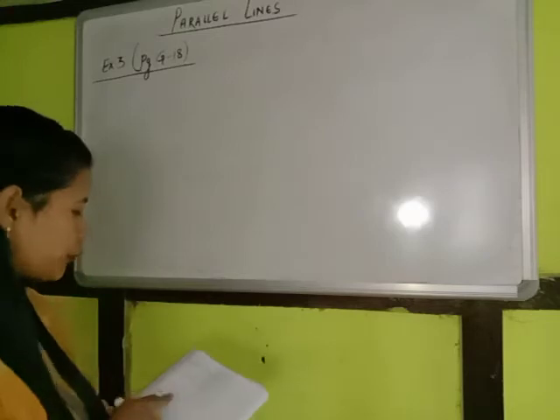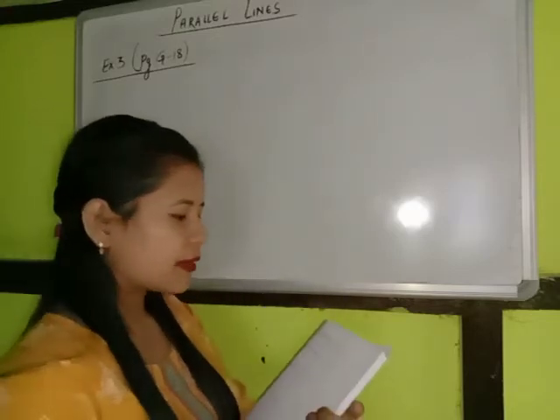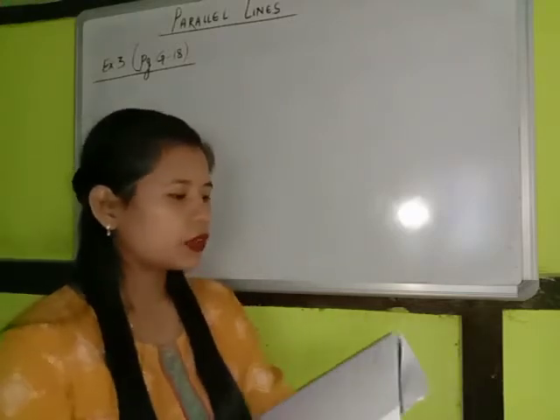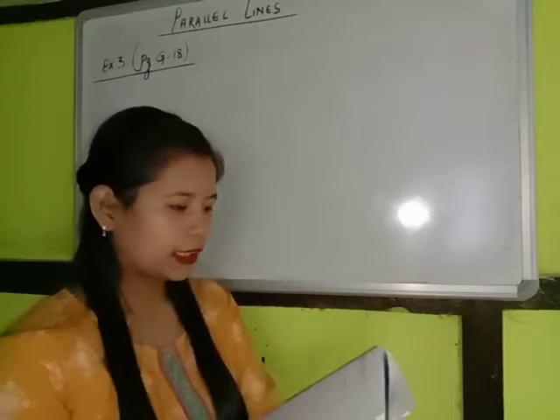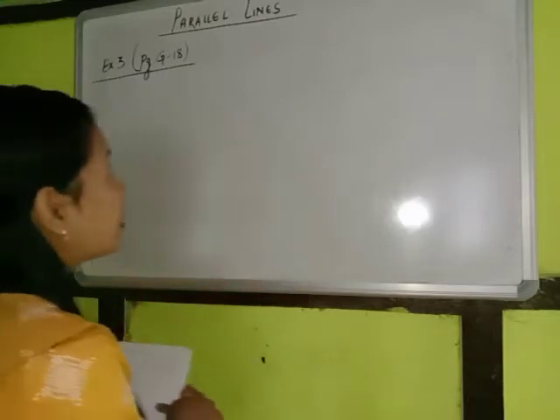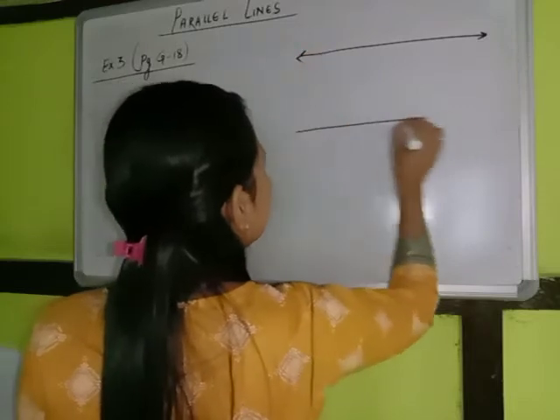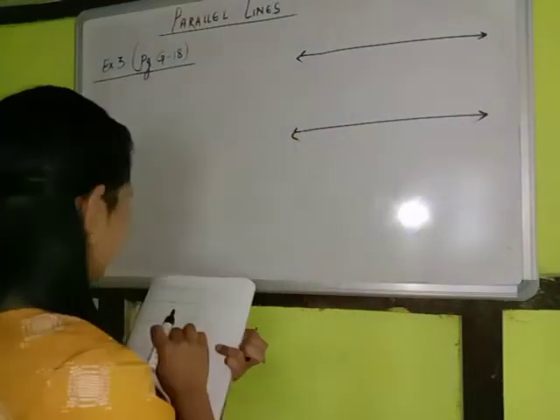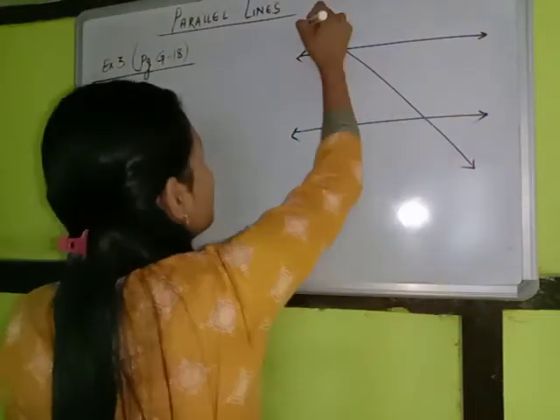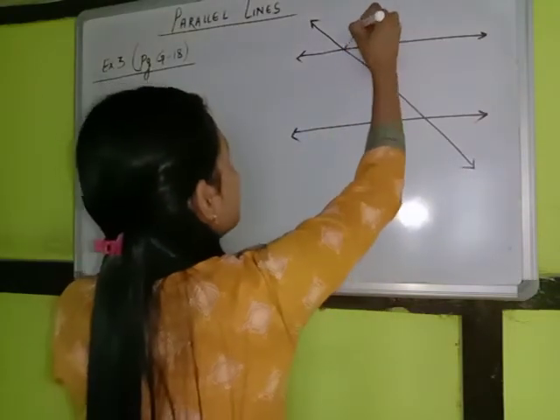Question number 4 says, in the figure AB is parallel to CD and EP bisects angle EFB. If angle CGH equals 150 degrees, find the value of angle EFP. So there are certain things that are given. We have a diagram given. These are two parallel lines and we have a transversal, and this is the bisector.